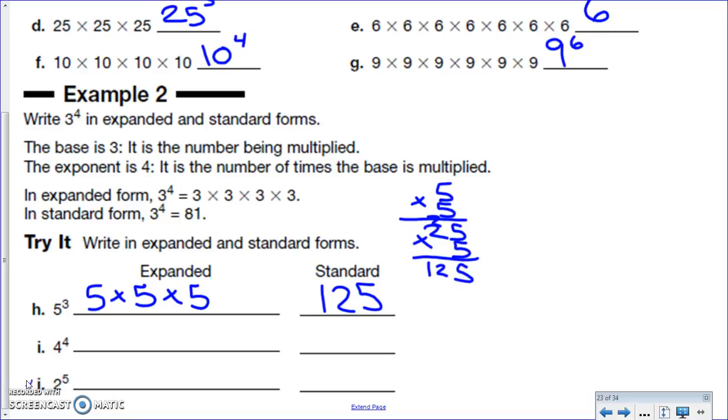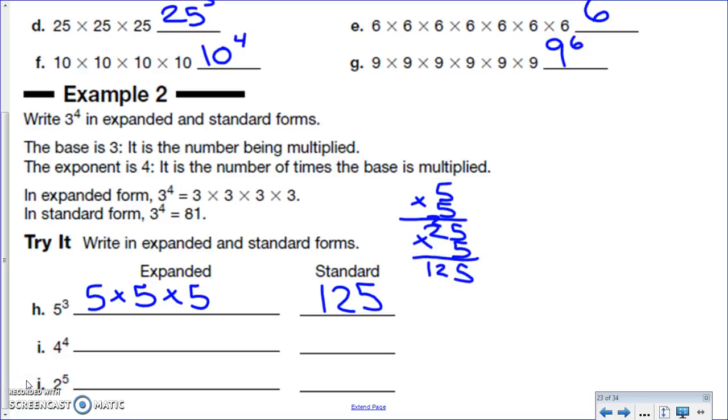The biggest mistake people make with this is they multiply the base times the exponent. That's not what it's telling you to do. 5 times 3 is 15, but that's not correct. We're multiplying 5 times 5 times 5. We're multiplying 5 3 times. So make sure you're very careful about that. 5 to the 3rd actually equals 125.